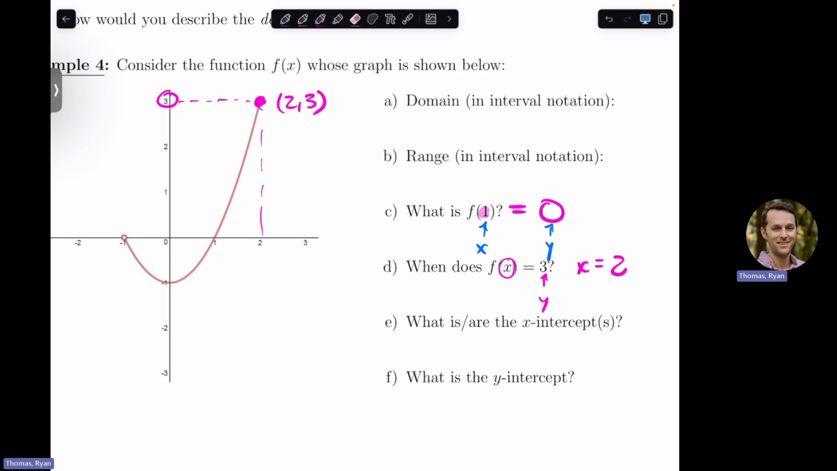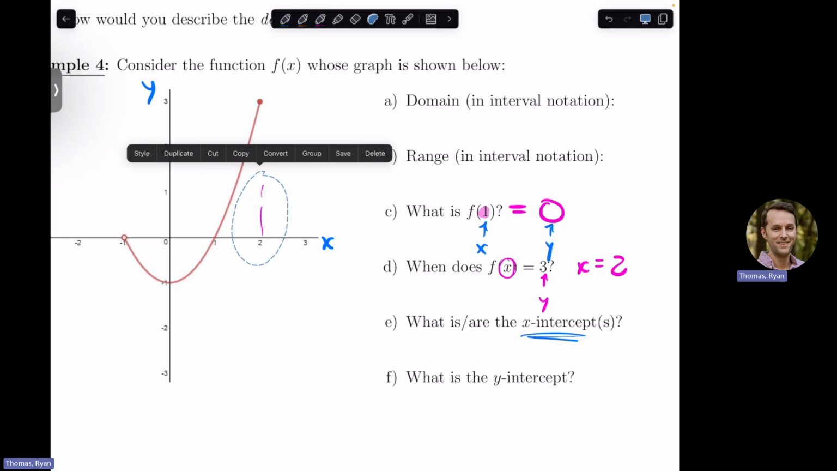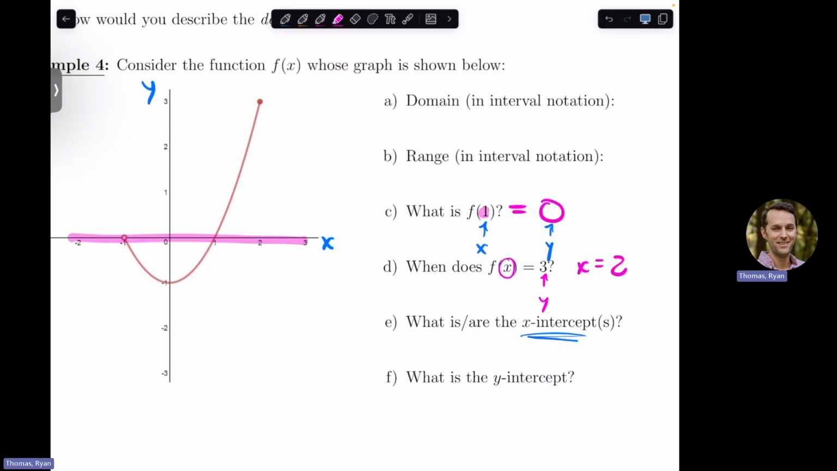Okay, x-intercepts. What do we mean when we talk about intercepts? Where it crosses the axis. This is the x-axis, that's the y-axis. So the x-intercepts are where it hits the x-axis. So where does this thing hit the x-axis? Yeah, here's the x-axis. There's exactly one place where it actually intersects it. Because again, the other place where it's almost on it, it's just almost on it because of that open point, right? So what are the x-intercepts, or what is the x-intercept? 1. As a point, 1, 0.